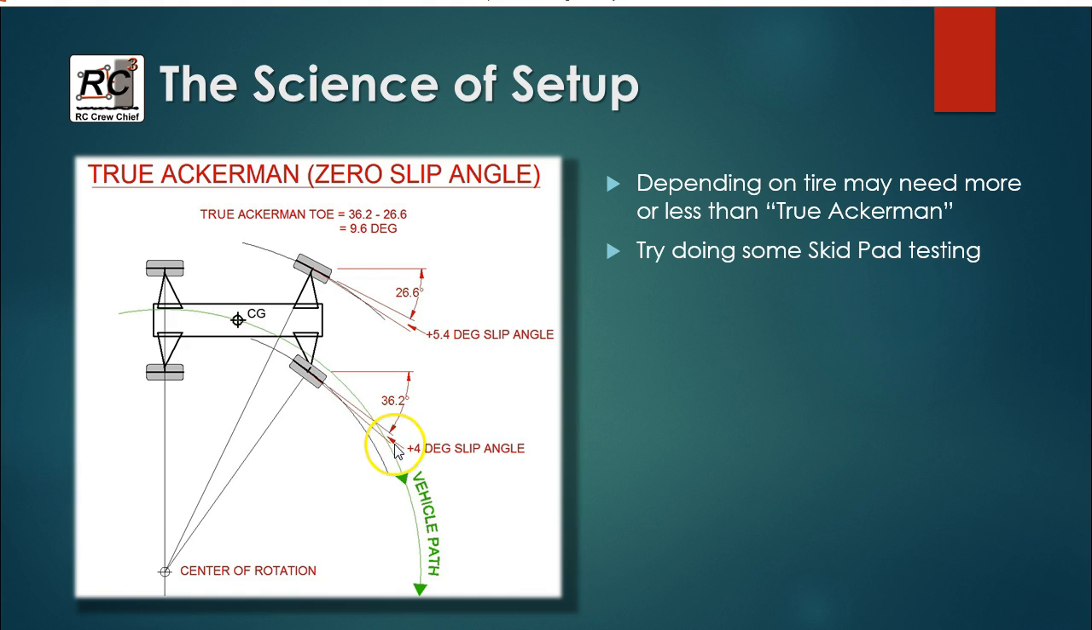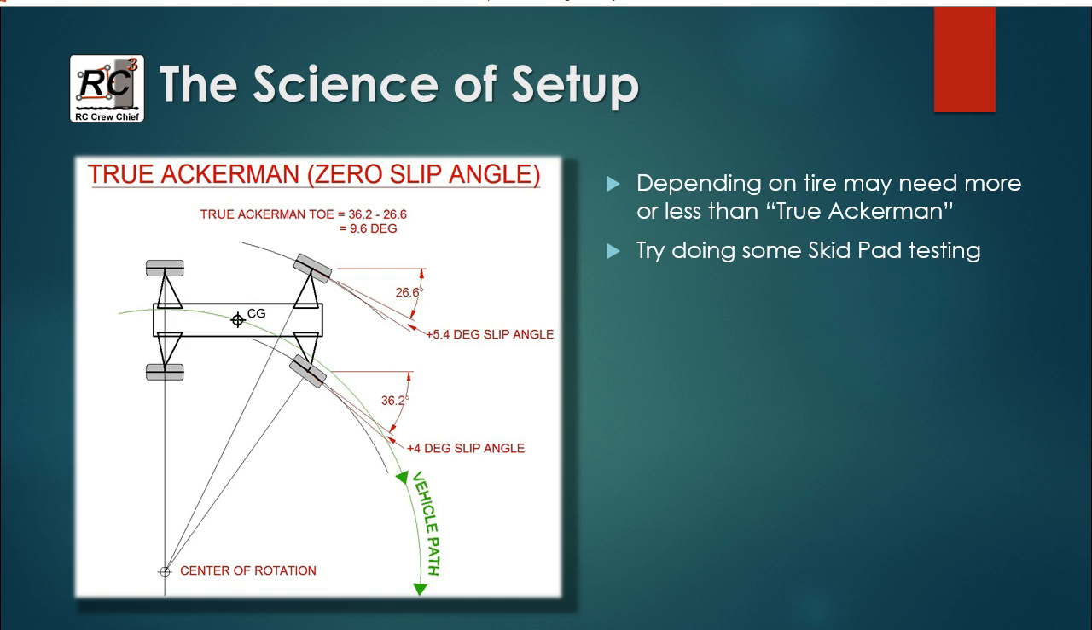Now the important thing to note here is that the difference between these two is less. So we need less slip angle on the inside tire than we do on the outside tire. So what that would mean is you would actually need less than true Ackerman for this tire to develop optimum grip.